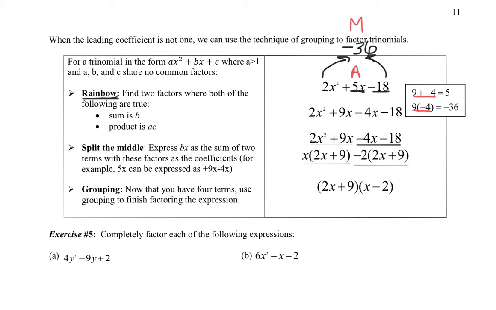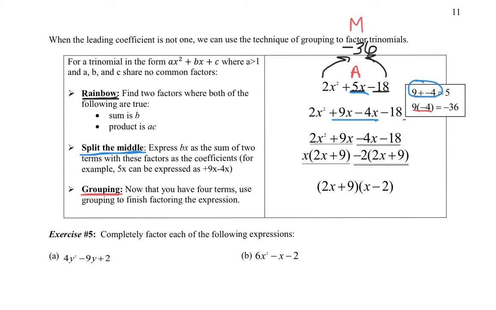So we can see those two work. 9 times negative 4 is negative 36. 9 plus negative 4 is 5. So the next step is doing something called split the middle. Whatever numbers I picked here, I'm going to rewrite this middle term, the 5x, as the sum of those two terms. And I haven't changed anything because 5x is 9x minus 4x. Once again, their order doesn't matter. You could write negative 4x plus 9x. It will still work. What I'm doing now is I'm setting up for grouping.